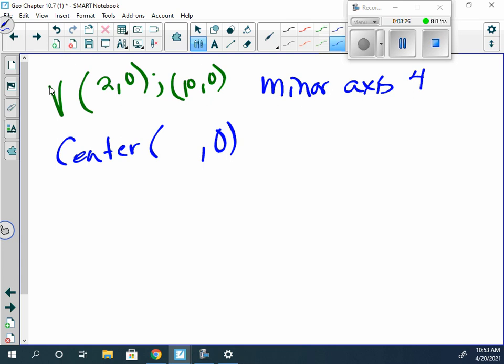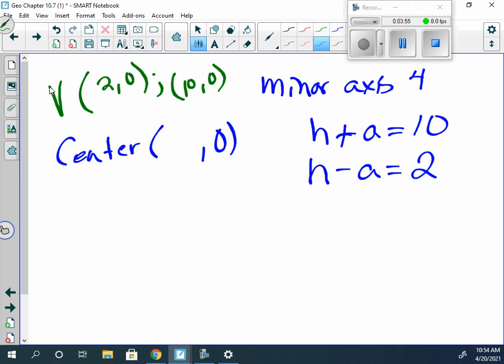Okay, because I was staring at that, I'm like, well, vertices is only going to give me A, because I know wherever H is, we're either adding it or subtracting it to get to 2 and 10. So most likely when we add A to it, we should get to 10. When we subtract from it, we should get to 2. Which really means we can use a system that we actually just set up and we can add them together.